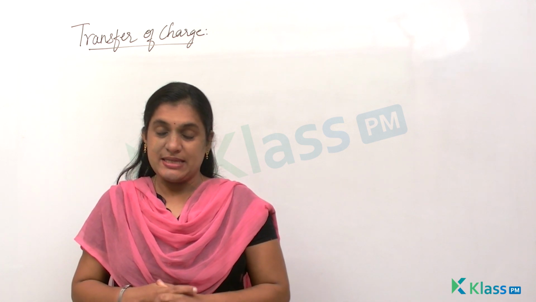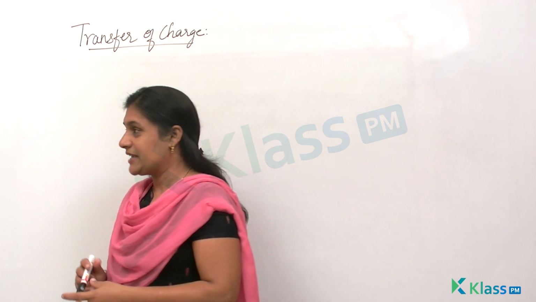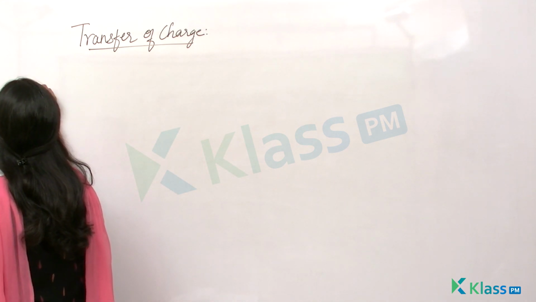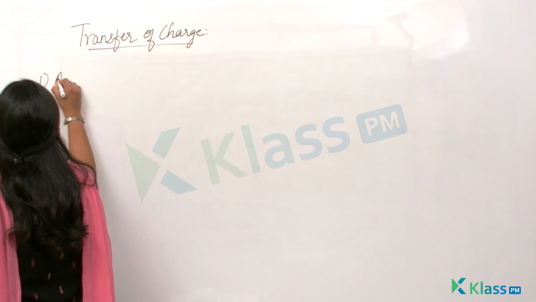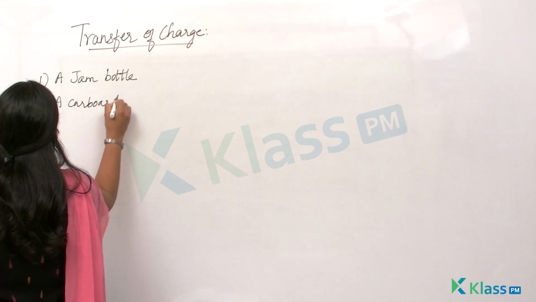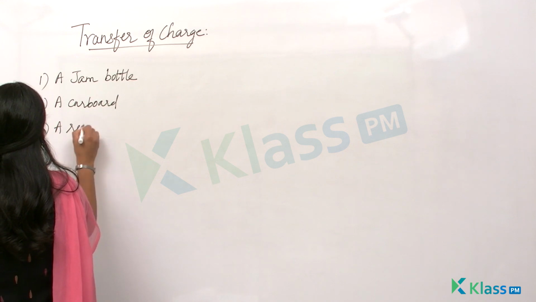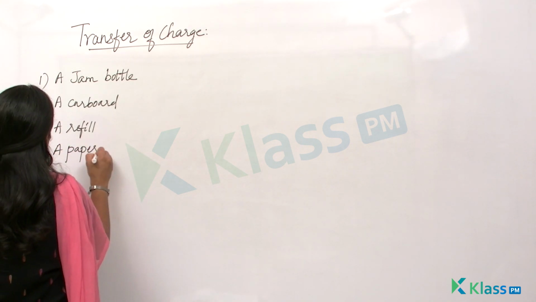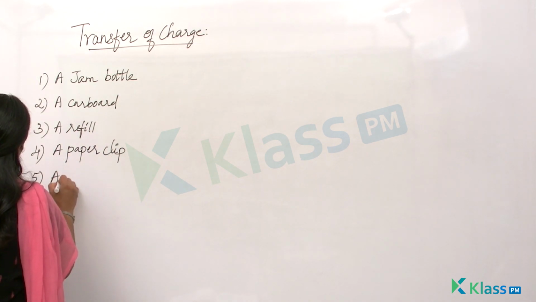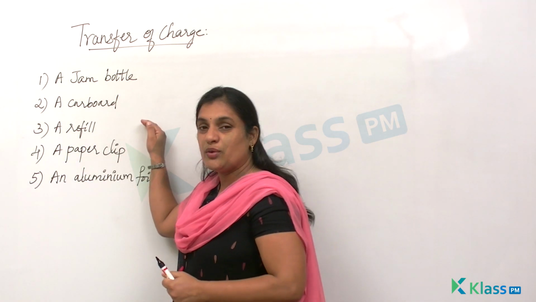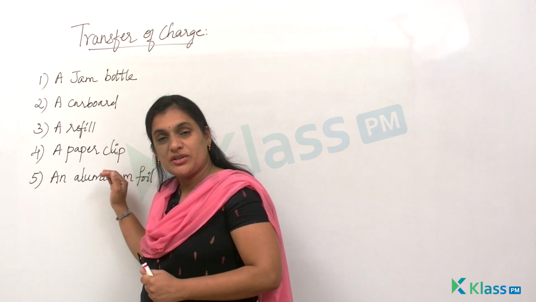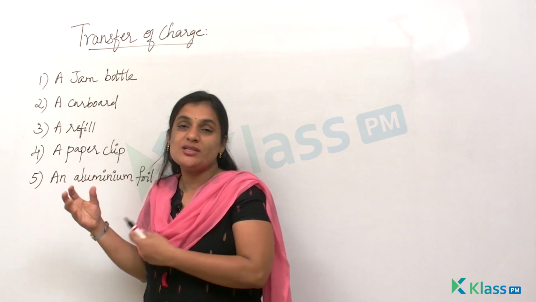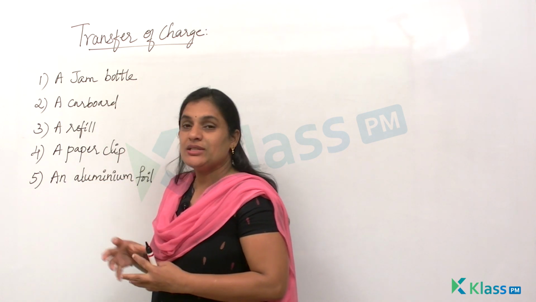To understand this in a better way, let us do a small activity for which you need a jam bottle, a cardboard, a refill, a paper clip, and an aluminium foil. These are the materials which are required to prove that charges can be transferred, right? So let us do an activity.